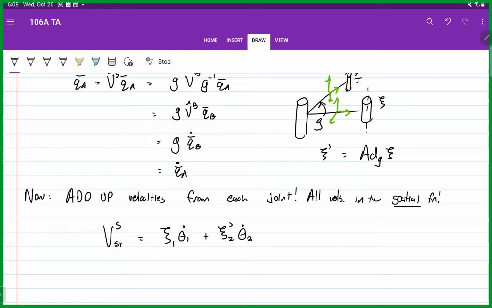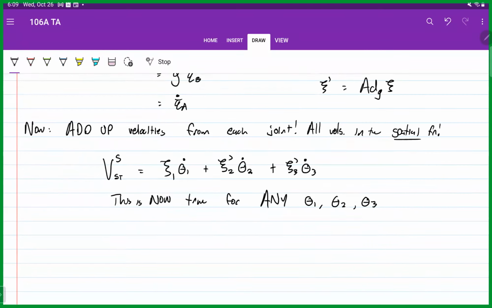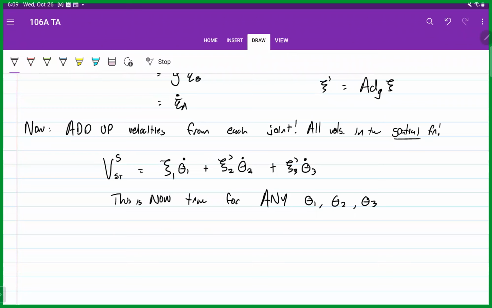So this is now compensating for the new position of this twist, for the new position of the second axis. Then we add on our third one, xi3 prime times theta 3 dot. So we've added together all these different velocities in the spatial frame for an arbitrary configuration of our robot. This is now true for any theta 1, theta 2, theta 3. We just use that adjoint to help us figure out a relationship that will hold for any set of joint angles out there.